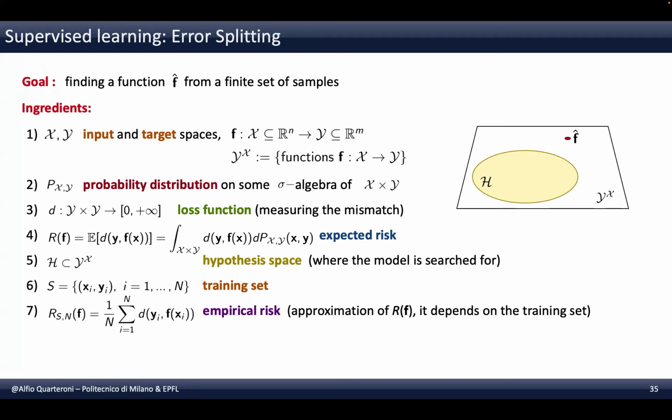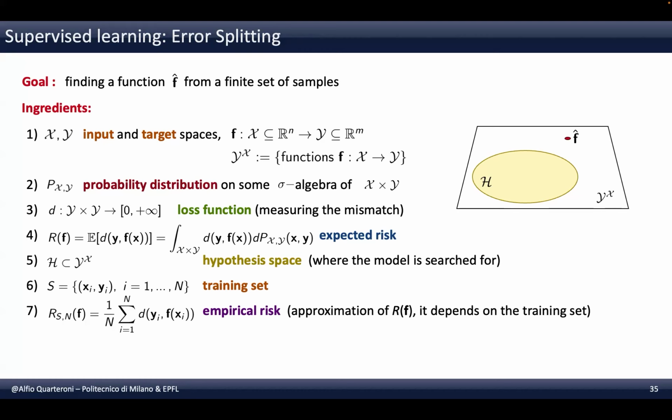We are actually looking for a subspace where you look for your model function. This is called the hypothesis space, this H subspace. We have a training set, and we have an approximation of this expected risk. This is an integral, and you want to approximate it in a suitable way, by a numerical approximation of the integral. In particular, you can define R_S,n as being 1 over n, the sum over all the training set of the distance between y_i and f of x_i. So the prediction of the model and the ground truth. And this is called the empirical risk. And it depends on the training set.